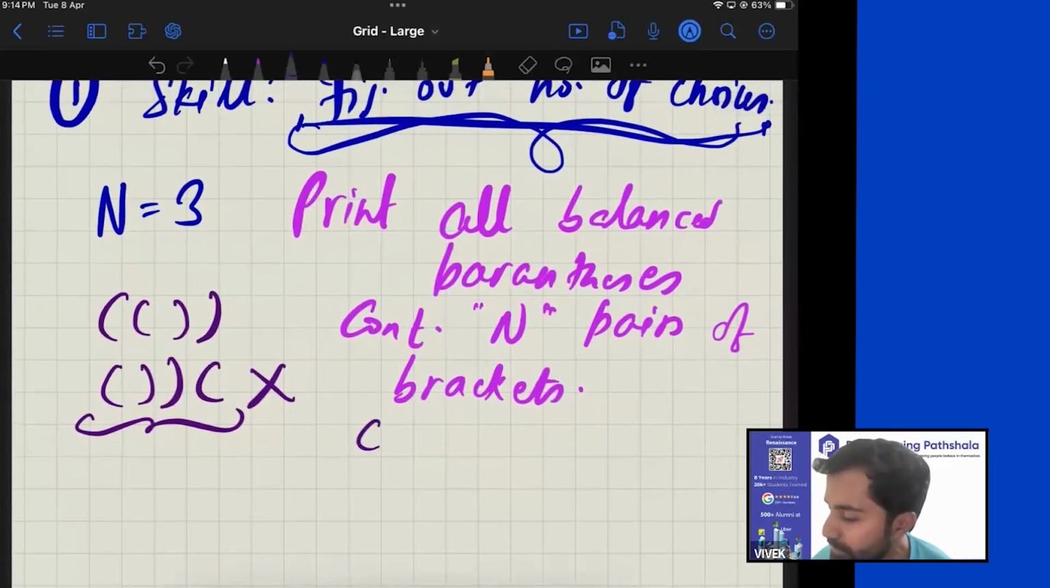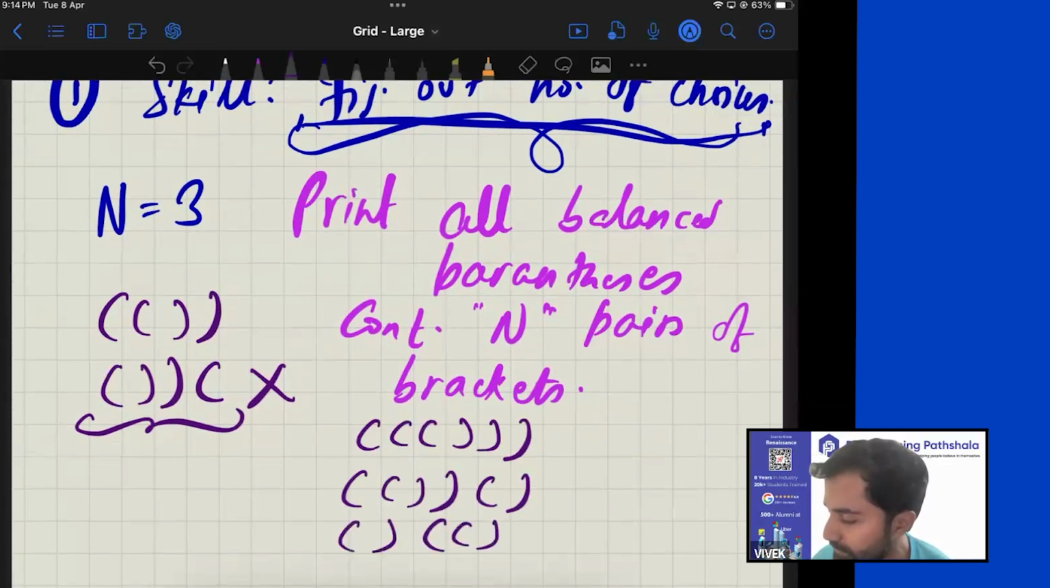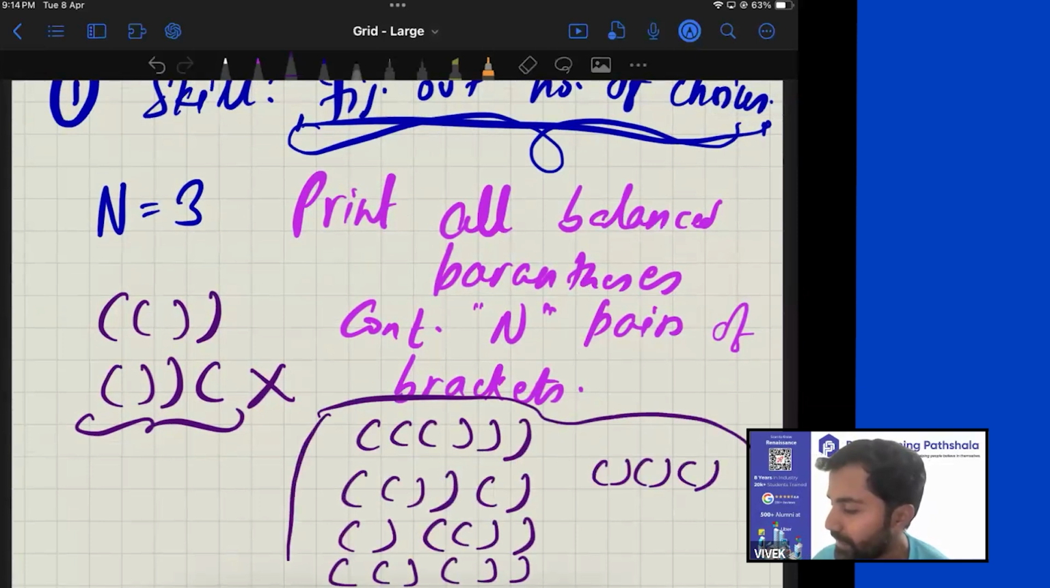So if you try it out, the first one and the simplest one is this. The second one could be this. The third one could be this. The fourth one could be this. And the fifth one could be this. Yeah, there are 5 of those. So guys, can you see that all these 5 sets of parentheses are balanced? All these 5 are balanced. Can you see that? Yes or no?